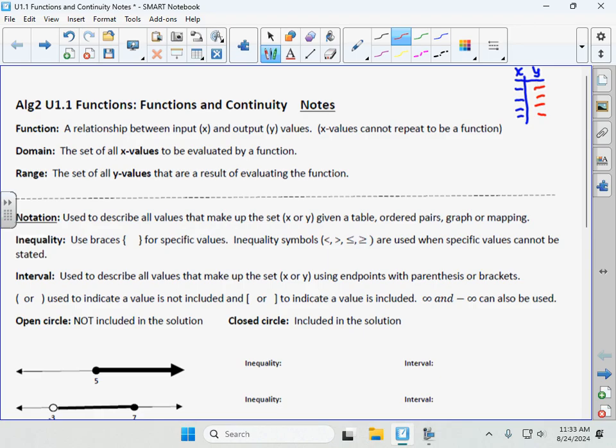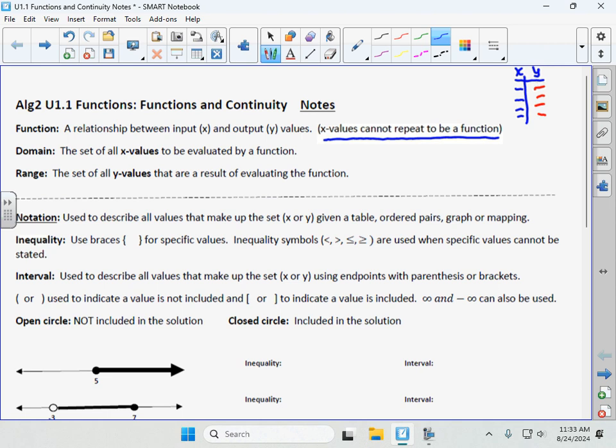Now, the domain of any function or non-function, it doesn't even have to be a function, is all the x values. So we list all the x values. Sometimes we're going to list specific values, sometimes we're going to use inequality, sometimes we're going to use interval notation. And then the range is all the y values that make up the function. Now, if it's a function, what we're looking for are the x values, and the x values are not allowed to repeat.